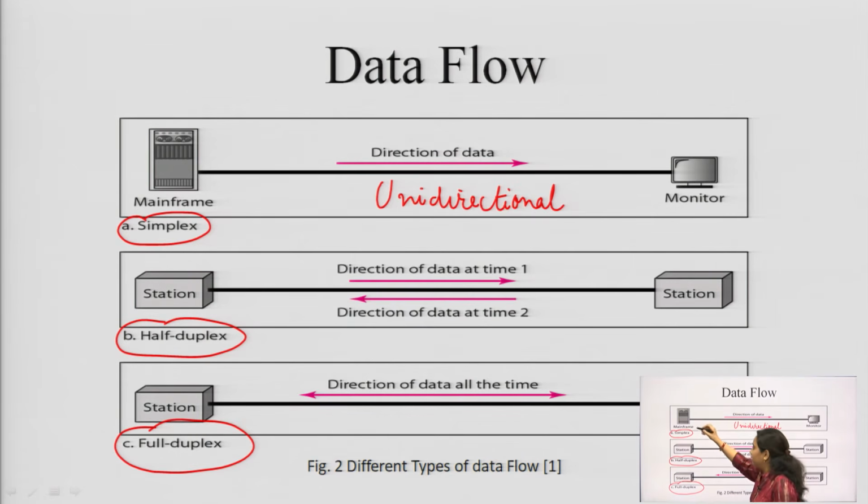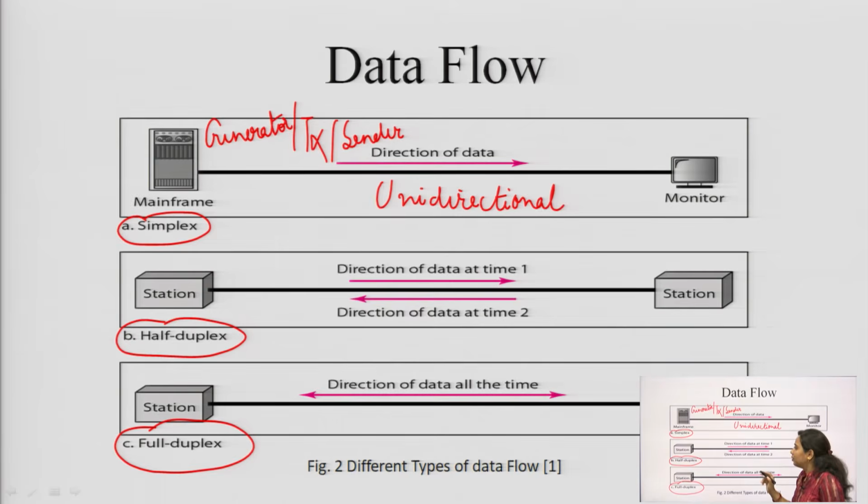This is the mainframe, this is the generator of information, or you can say it is the transmitter, or you can say it is the sender. That is an example of a mainframe. Now, the receiver is the monitor. In this way you can say that this is the direction of data transmission, which is unidirectional from the left side to the right side. So, this is the basic, or you can say the simplest kind of data flow, that is the simplex one.